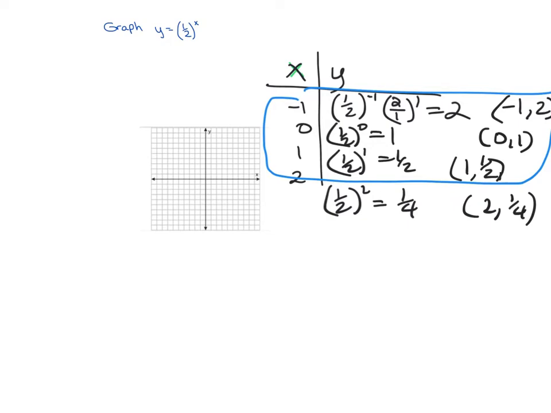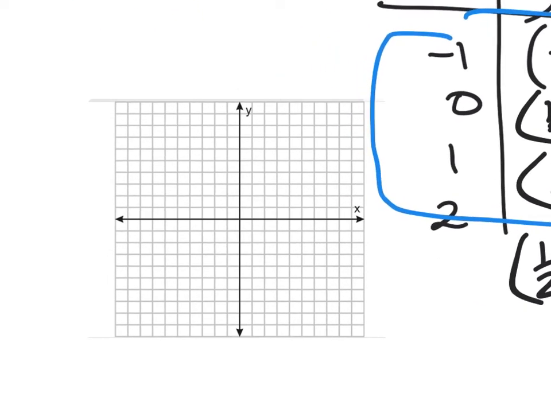So again, let's graph these. So -1, 2, 0, 1, 1, 1/2, and then I can get that one on here. And again, you can see you still have that horizontal asymptote. It's just been reflected here. So here's my horizontal asymptote at y = 0.